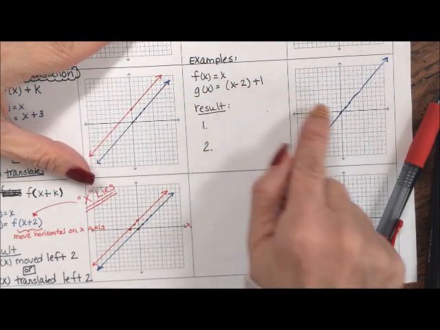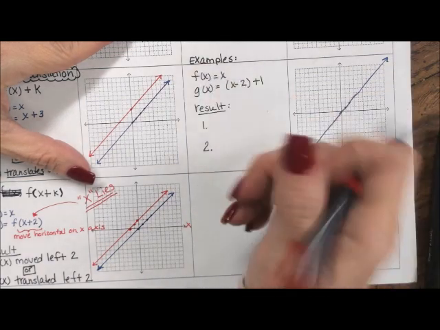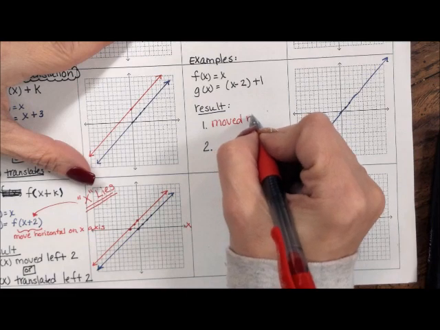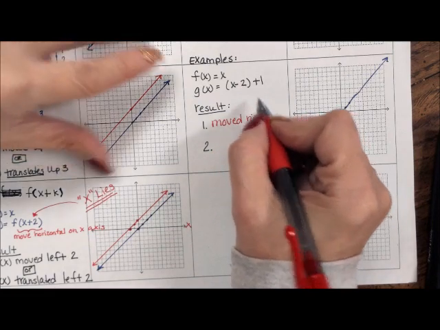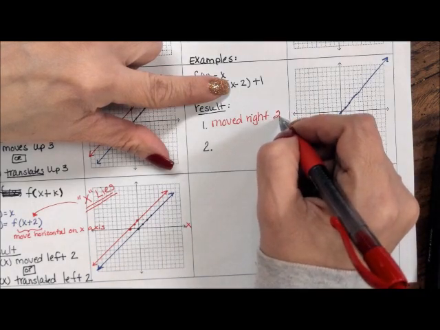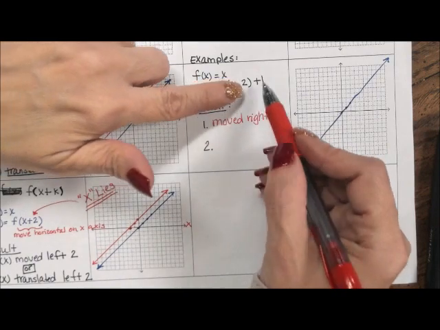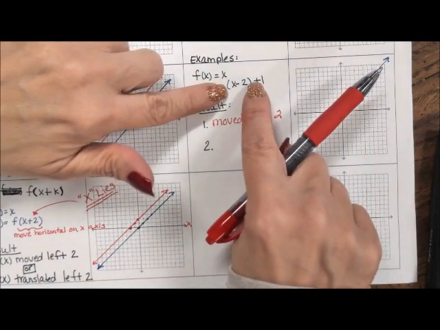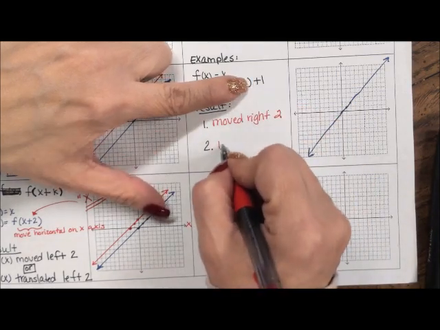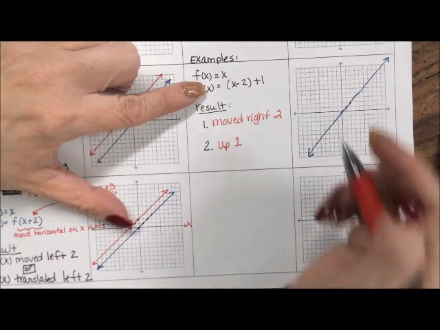So x says he's moving to the left, -2. I know he's lying. What's the result? He moved to the right, not the left. How many? 2. And then you can't do one movement without the other one. The +1 on the end, it's not inside the parentheses, so that's just out here on the end. So that means it's going to move up 1. So we need to do all of those movements together.